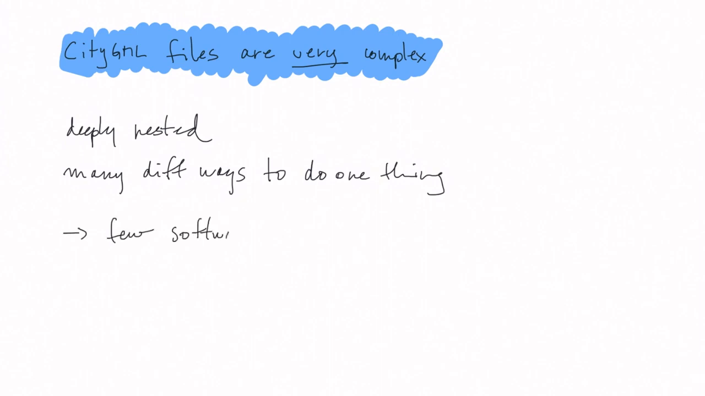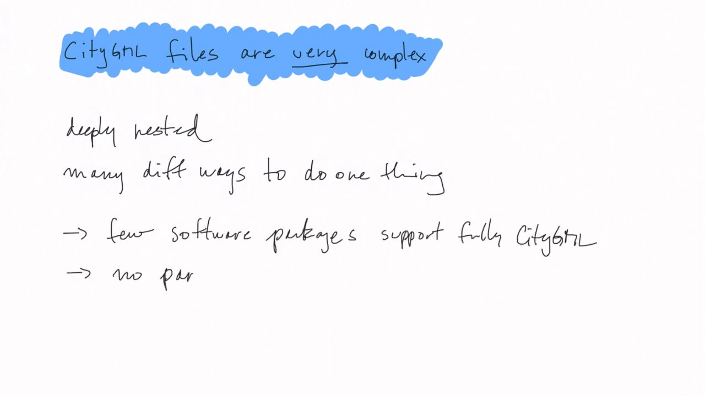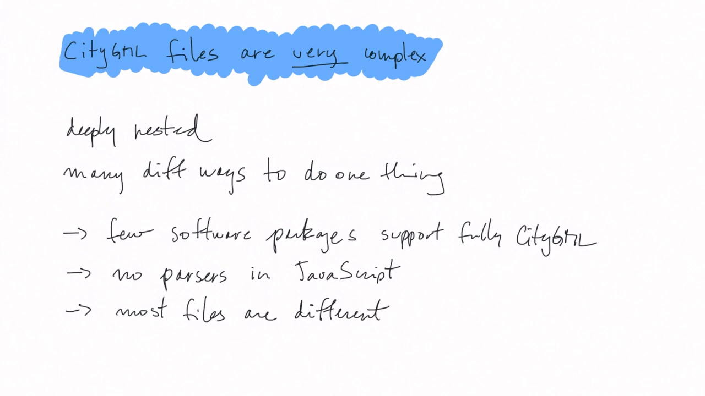The consequences of having very complex files are that in practice, very few software packages will fully support the XML encoded CityGML files. One example is that to this date, even if CityGML was invented around 15 years ago, there's still no parsers in JavaScript that can parse or read a CityGML file. And also one problem in practice is that since there are many ways to do things, most of the files that you encounter will be structured completely differently.